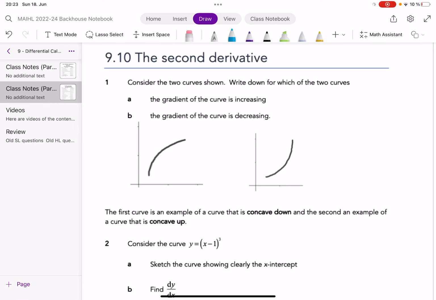Hi grade 11s, this is a video about the second derivative. This is day 10 in our differential calculus unit. So hopefully you've had a chance to have a look at question 1. If not, please pause the video now.